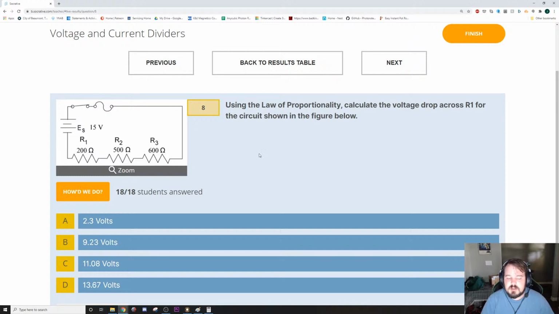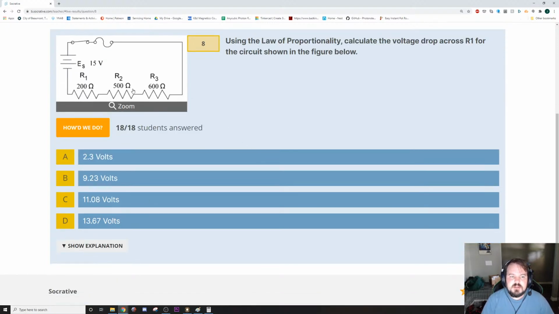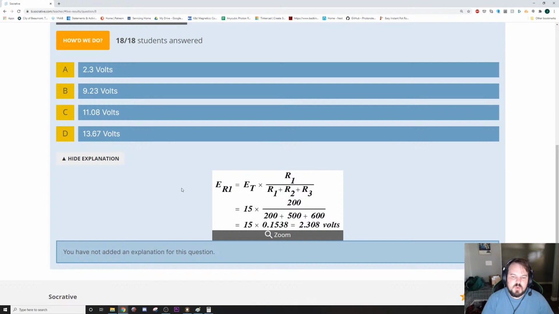Okay, so this is literally the same question. Or no, it's a different voltage. It's only 15 volts, so it's slightly different, and also it's R1 instead of R2. Here is the work shown.